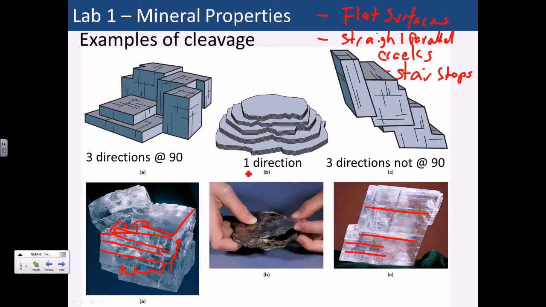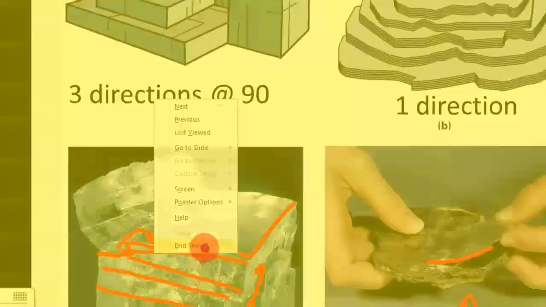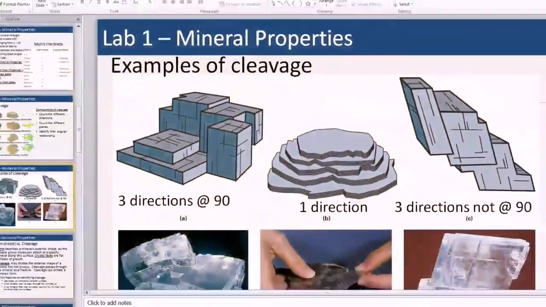The last one is sheets or layers. You can see in the center diagram here as this person's peeling off one of the layers of this muscovite. And I'll show you how to see that in minerals that have more than one direction of cleavage. So we'll back out of this for a second and flip over to our document camera.